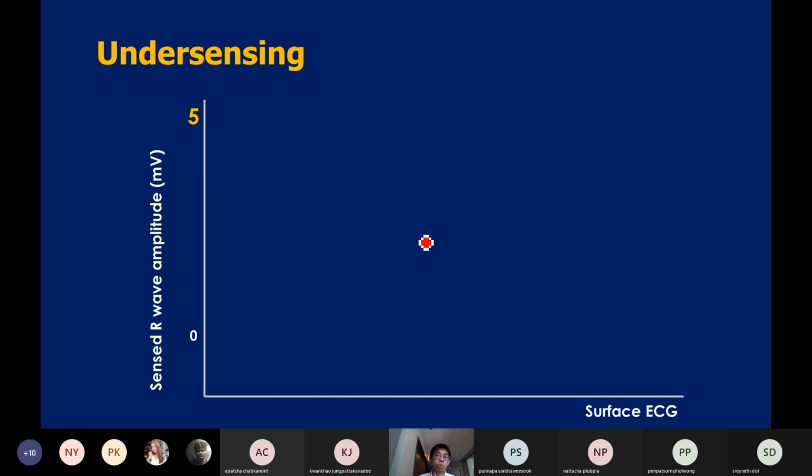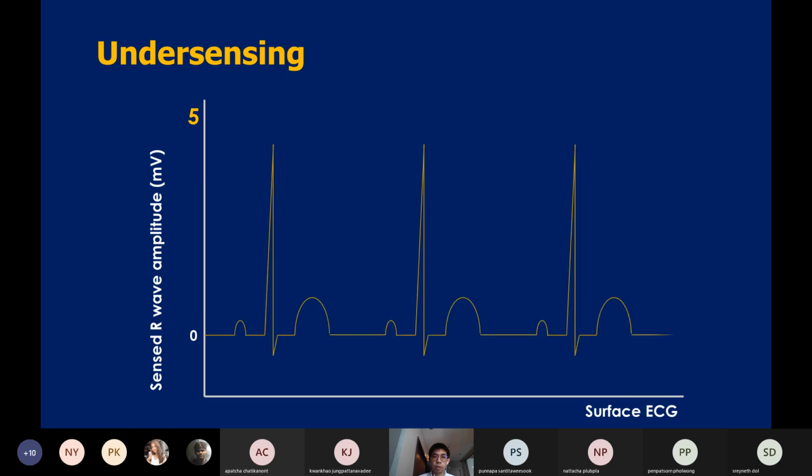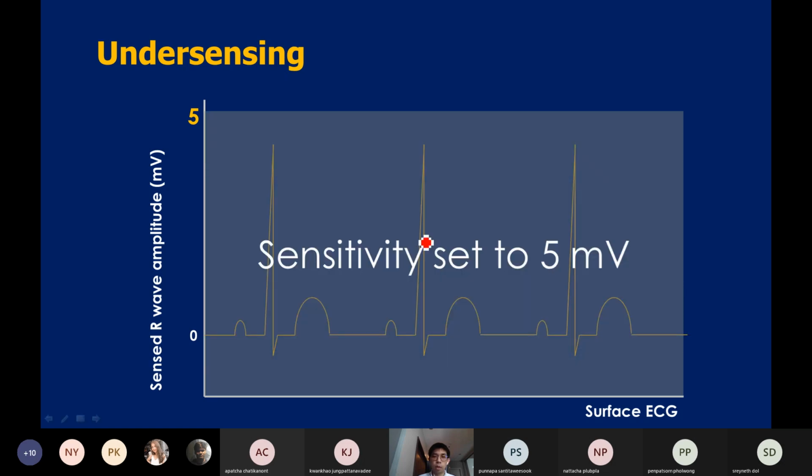Okay, I will move on to another term that you need to know. It's called undersensing. Undersensing is when the pacemaker could not see the intrinsic rhythm.